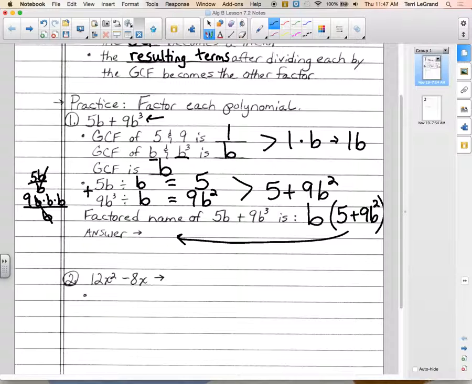When you look at this other factor here, you need to make sure you take time to do this too. If you look at this and you say, is there anything else that would go into 5 that would also go into 9b squared other than 1? No. So that's the question. Otherwise you didn't get a good GCF or you didn't divide well. Something went wrong. Okay.